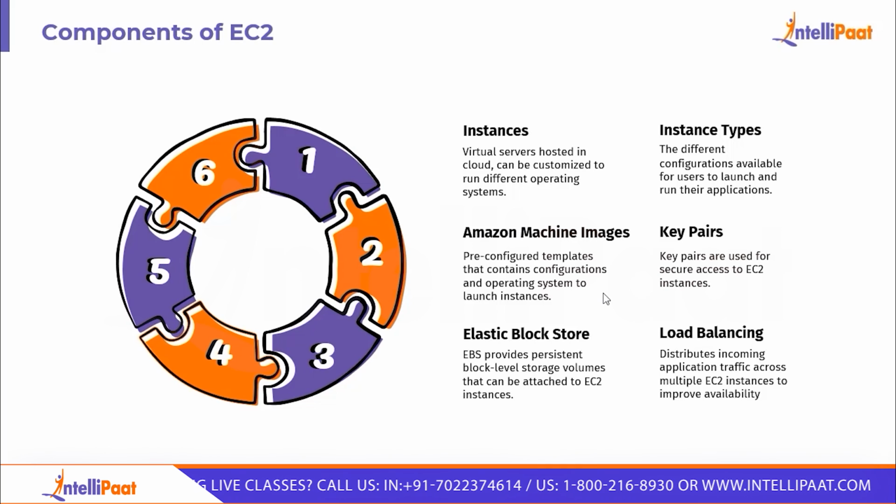Virtual servers in the cloud. These can be tailored with varying configurations and operating systems to match your specific application needs. Moving on to AMIs, the Amazon Machine Image. These are like the DNA of your instances. These are pre-configured templates that include everything needed to boot up your server, from the operating system to applications. AMIs streamline the deployment of your instances.